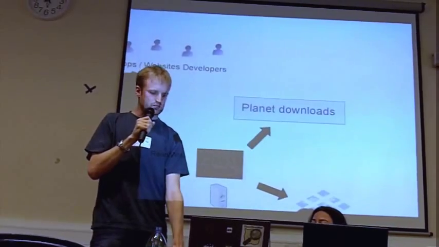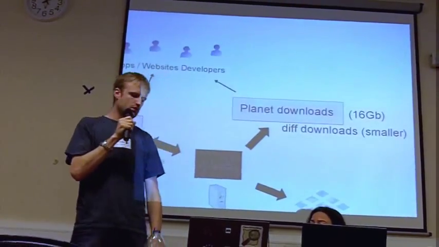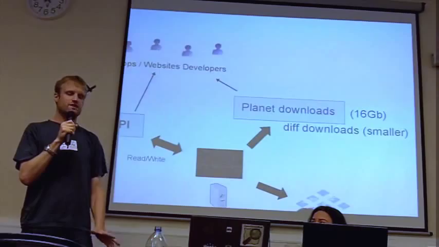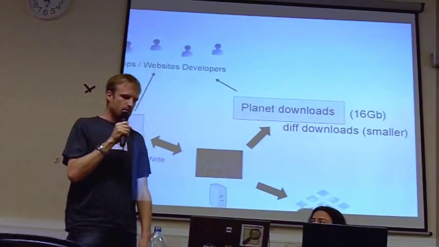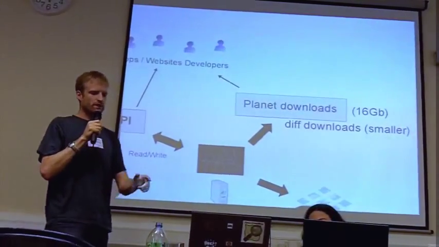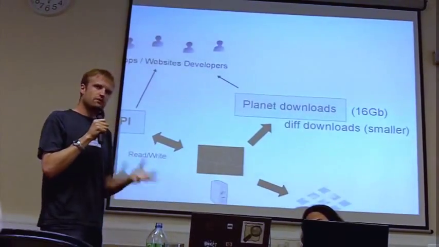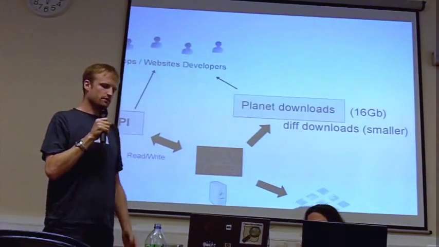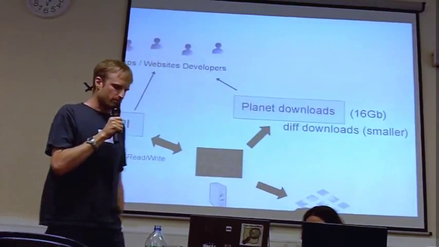So the Planet downloads are really quite a massive 16 gigabyte file of compressed XML. But you don't have to; you can download that once and then keep it in sync on your server by downloading the diffs. So every minute, for example, you could pull in the diffs and keep up to date with the updates from the OpenStreetMap community.